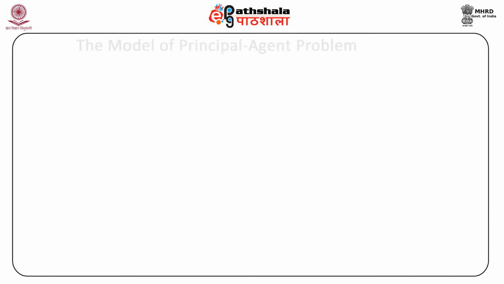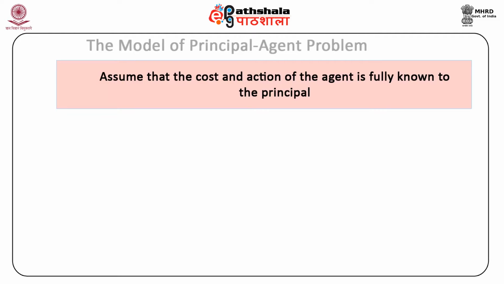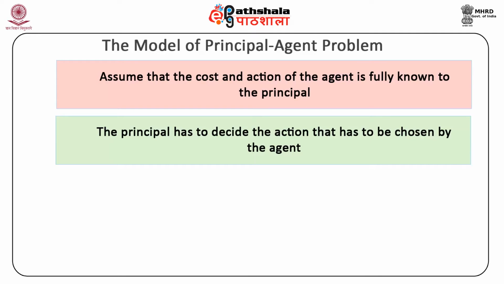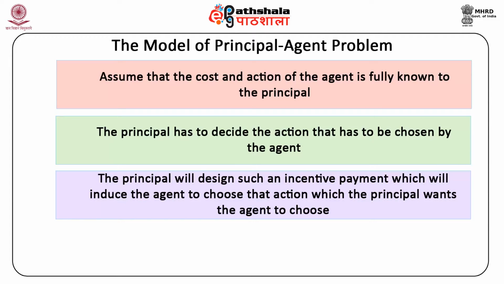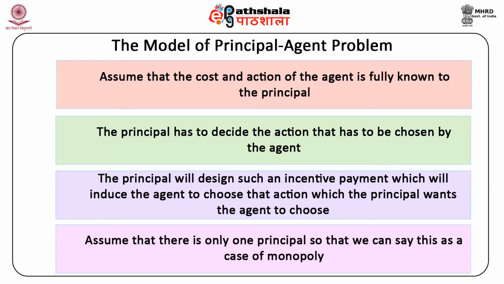Principal agent problem in monopoly environment. Let us assume that the cost and action of the agent is fully known to the principal. Here, the principal has to decide the action that has to be chosen by the agent. That is, the principal will design such an incentive payment which will induce the agent to choose that action which the principal wants the agent to choose. We also assume that there is only one principal so that we can say this is a case of monopoly.